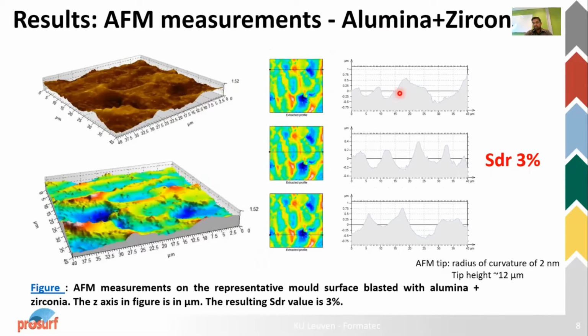We can also see that the number of peaks is reduced and the sharpness of the peaks is reduced as well. So this is a very good indication of the functionality of this mold, that with the two-step blasting, the SDR value reduces to 3%. That means the effective area contributed by the texture is reducing and we have less contact area with the feedstock. Therefore, we reduce the friction and hence we get better flowability with this kind of surface structuring technique.